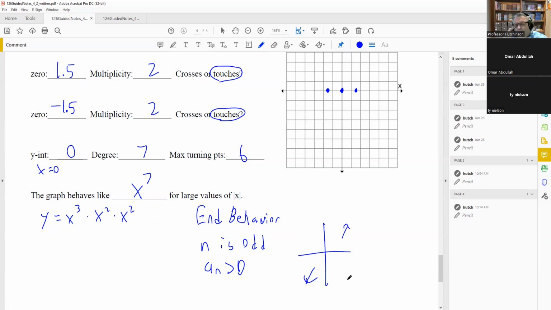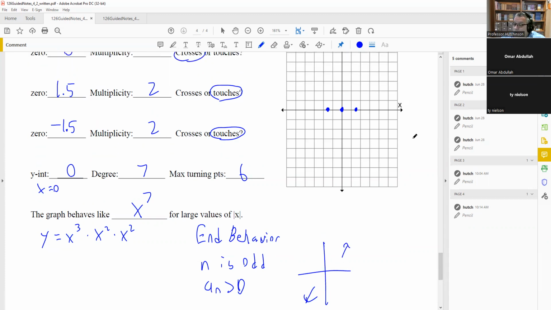Might do some stuff in the middle, but ultimately it's going to go down and go up like that. So let's put this together and do the graph. So I know that at the decimal, it touches at that point. So the graph is going to come up from here because of the end behavior, but the graph needs to bounce. It needs to go down like that, because it touches.